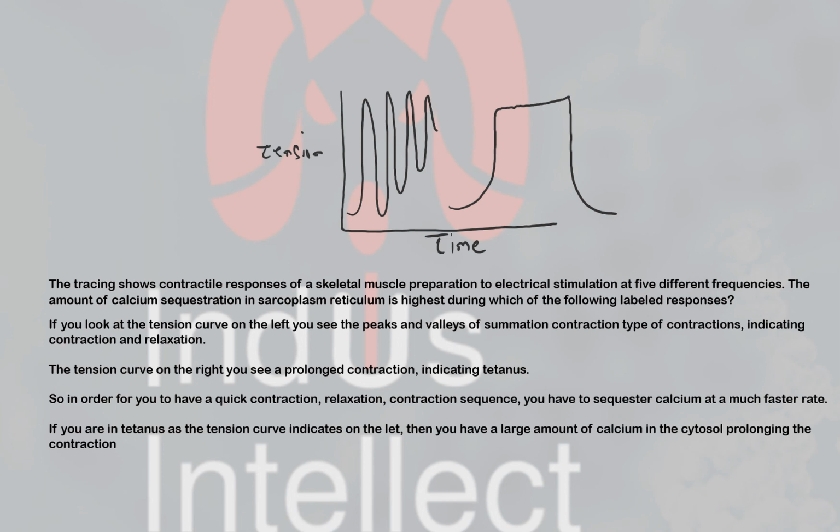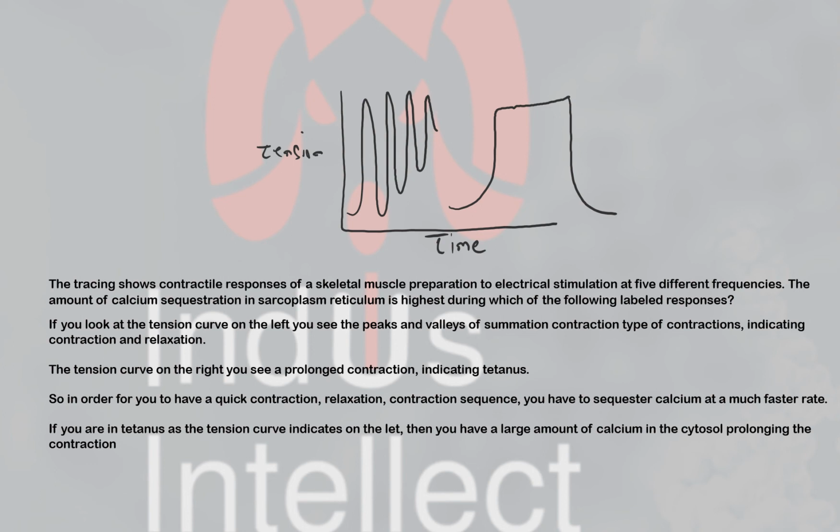The tracing curve shows contractile responses of a skeletal muscle preparation to electrical stimulation at two different frequencies. The amount of calcium sequestration in the sarcoplasmic reticulum is highest during which of the following labeled responses? So in order to understand this, what I've given you here is the following.